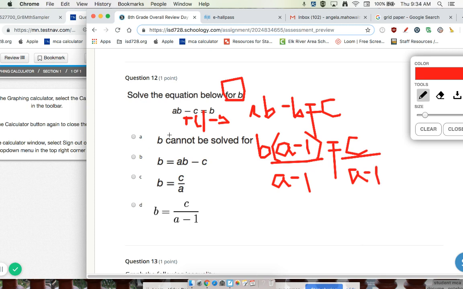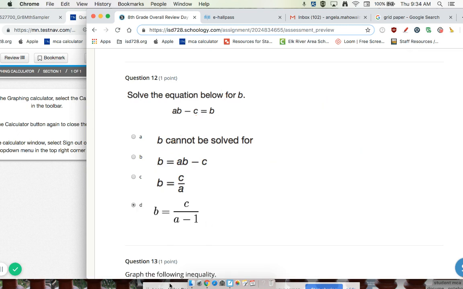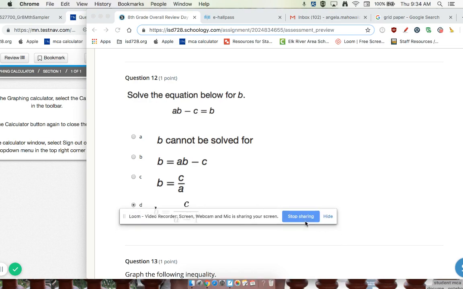And then this one says b can't be solved for. It can, it's just annoying. This one, b isn't even solved for because it's on both sides, so no. This one didn't have that term. They just got rid of that b term there and didn't make the 1 come out. And lastly, d is the one. All right, so that's the solutions for questions 1 through 12.